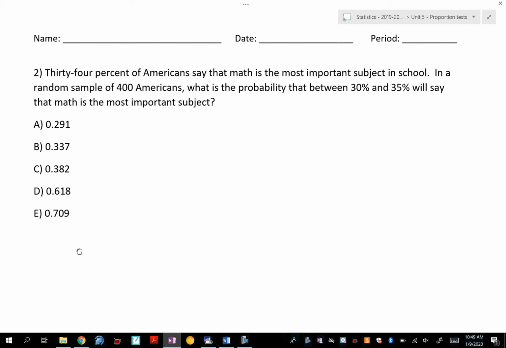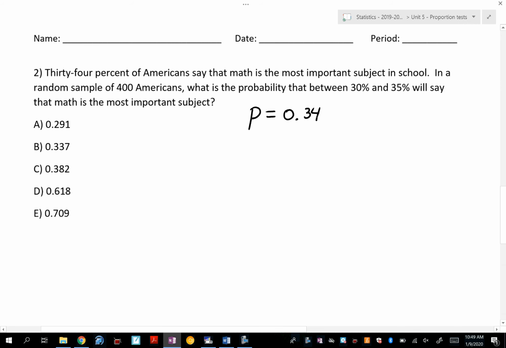P. Very good. So I'm going to write P. Better P than that, Douglas. Come on. P equals 0.34. I'm saying that the population proportion for all Americans is 0.34, saying that math is the most important subject in school. All right. Now it's telling me that they take a sample of 400 Americans.